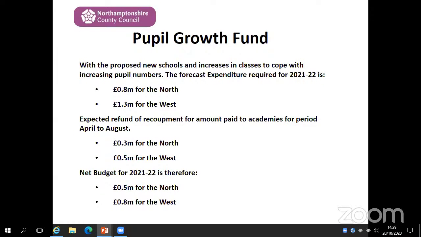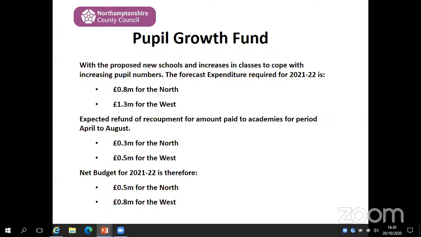So at the moment, the figures I provided Beth with are current agreed expenditure within the 21-22 pupil growth fund budget. They will be slightly higher in reality because we're just going through the process of ensuring we've got enough school places in both unitary authorities for September 21. There is a particular pressure on secondary places in Northampton Town itself, and as a result, figures will be slightly higher than what is shown here.